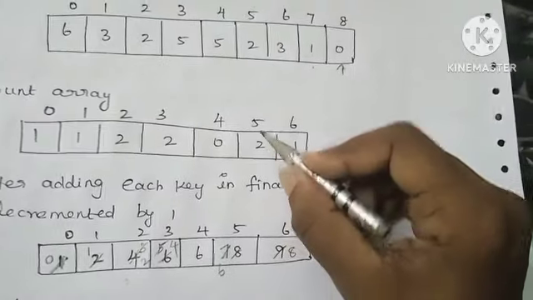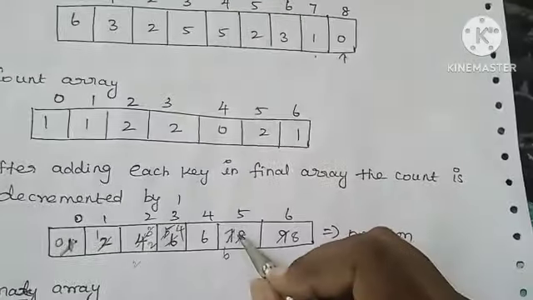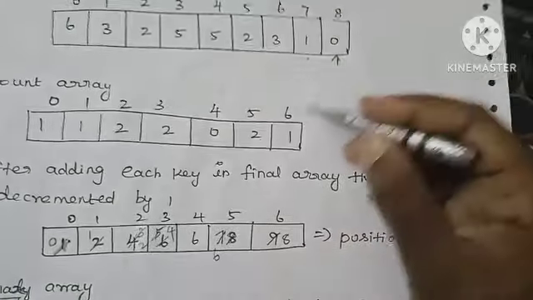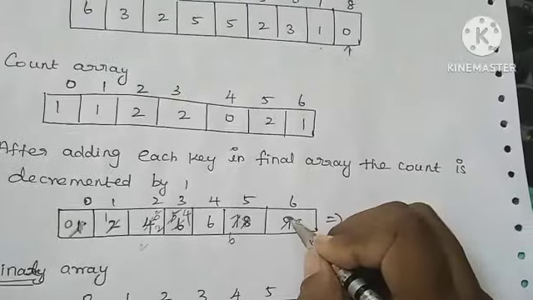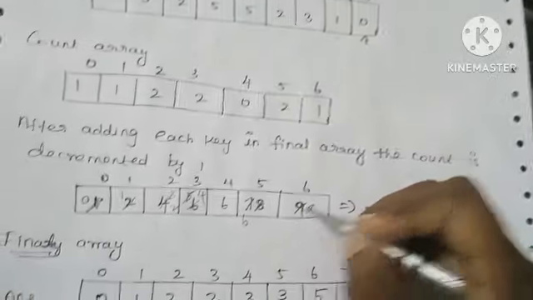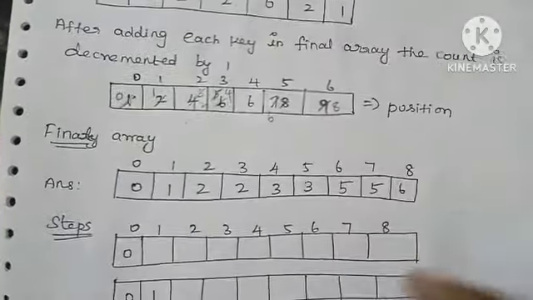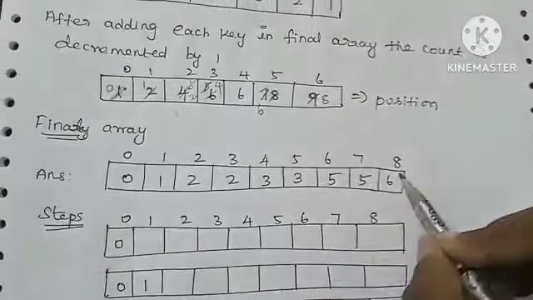Next one is the 5. 5 is the 2. 6, 7, 8th position. Okay, 8th position. Next is 6. 6 is the 1. So next position 1, 9th position. Okay, it's the 9th position. Let's find the final array, and this is the answer.